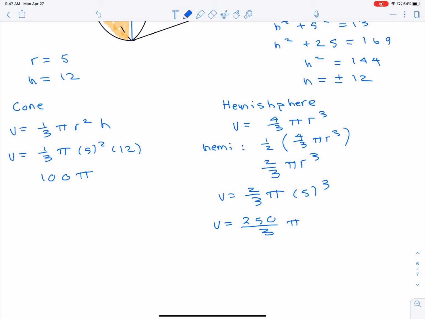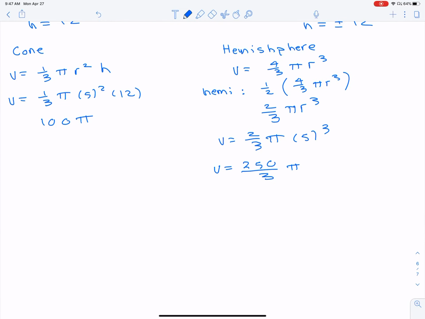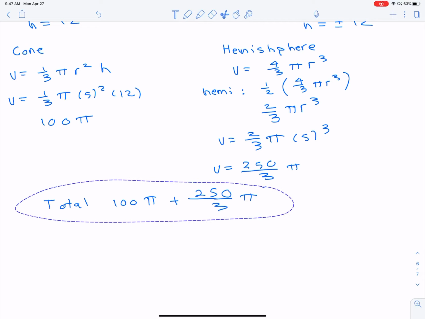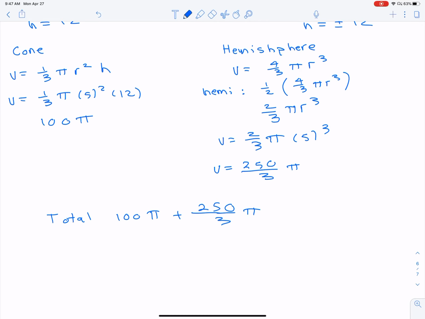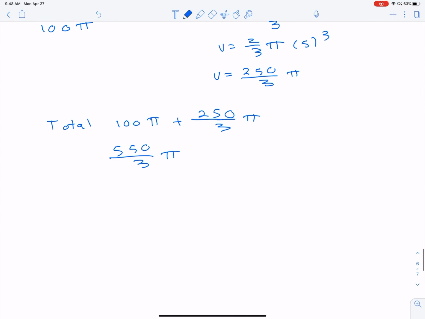If we want to find the volume of the total, the cone and hemisphere added together, we're going to add them together. So the total is 100 pi plus 250 divided by 3 pi. And that's going to clean up to 550 divided by 3 pi. This thing was in centimeters, so the units are centimeters cubed.